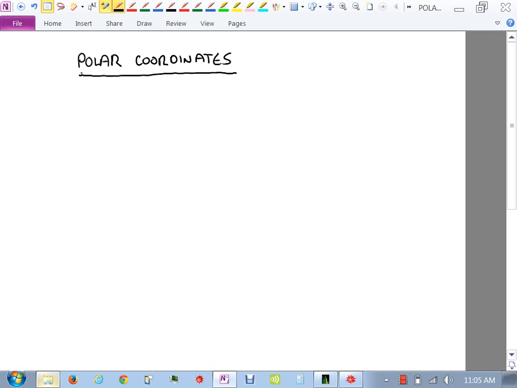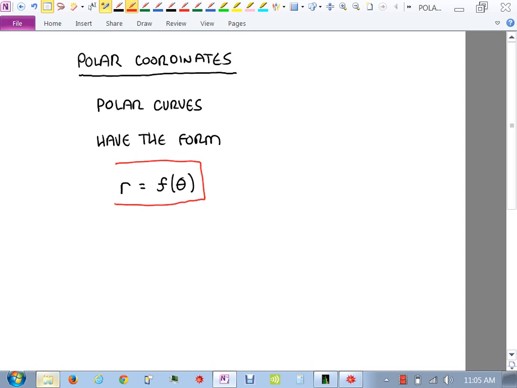What we're going to wind up doing to start here is look at some graphs of polar equations. A polar equation, or a polar curve, I should say, have the form r equals some function of theta. All right, that's the big equation, I guess, that we have here.